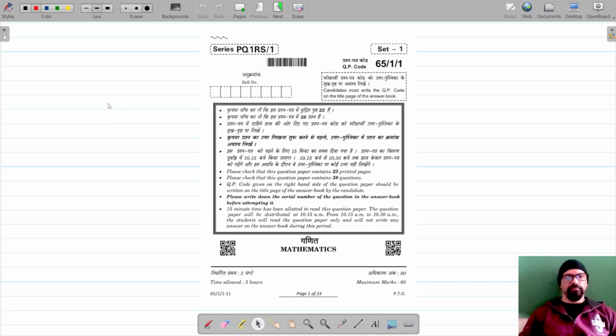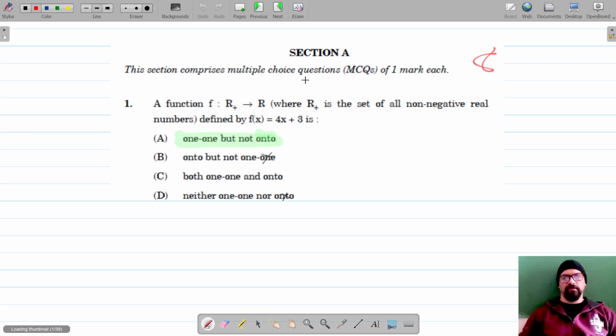We're about to start. This is the first set of question paper 611 of 2024. To begin with, it's Section A. This section comprises MCQs of 1 mark each.